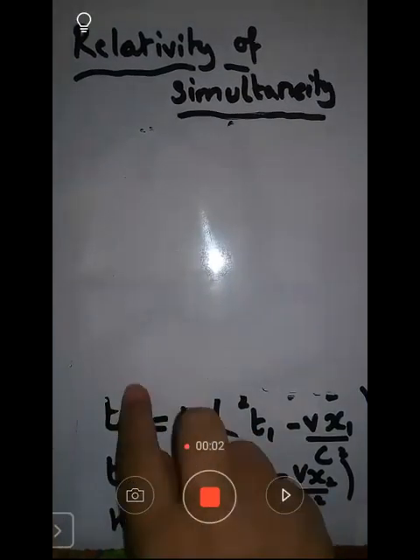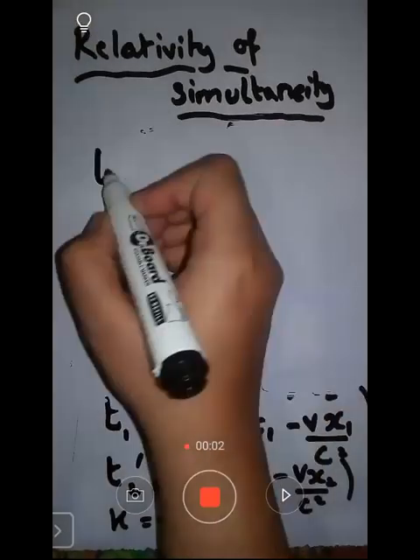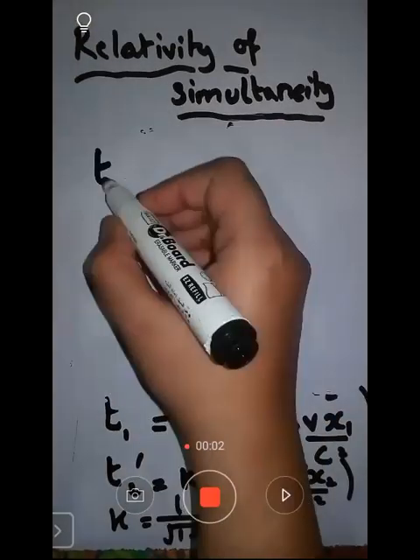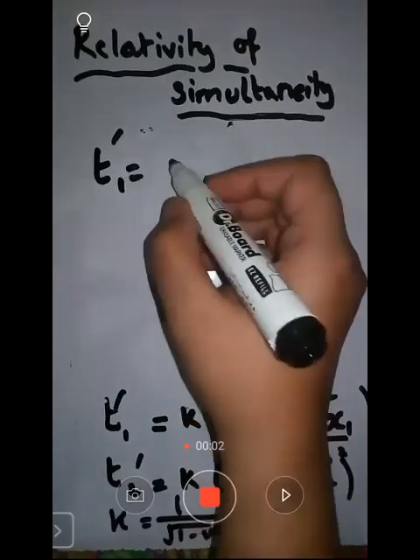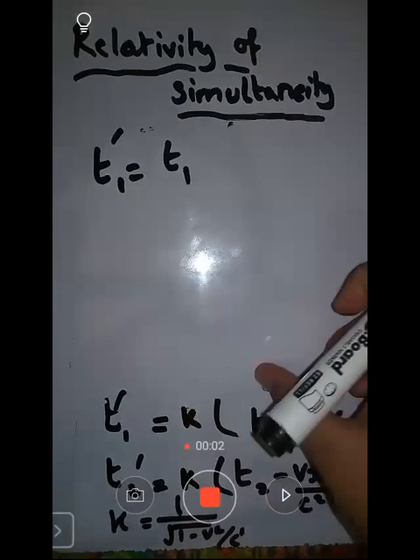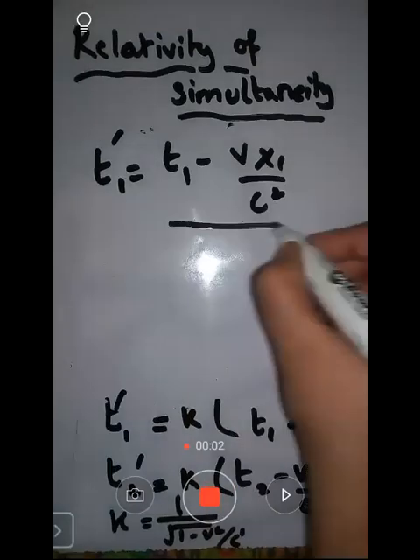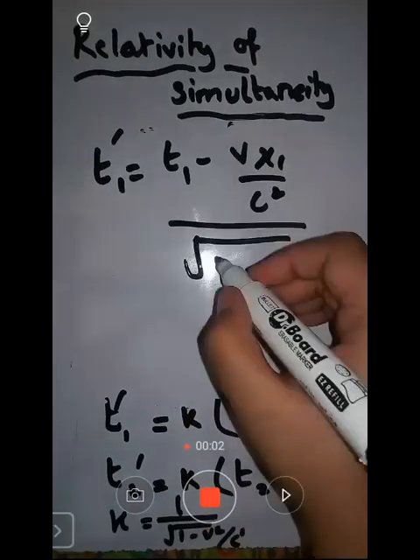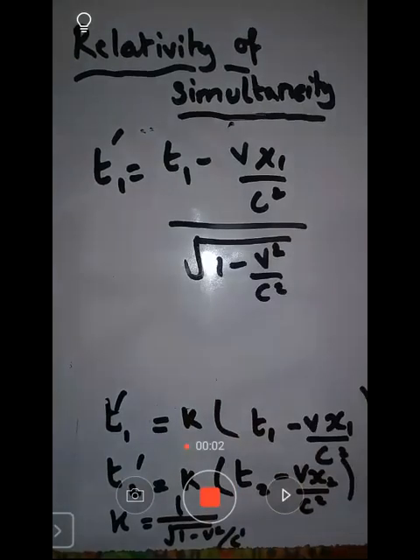Now the time of occurrence equations will be T1 dash is equal to (T1 minus Vx1 divided by C square) divided by under root 1 minus V square over C square.